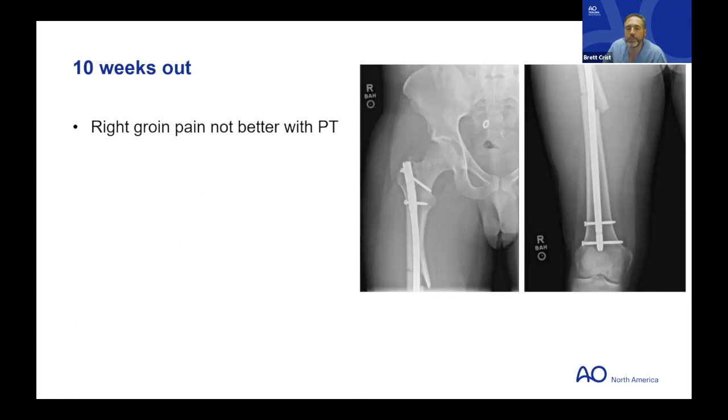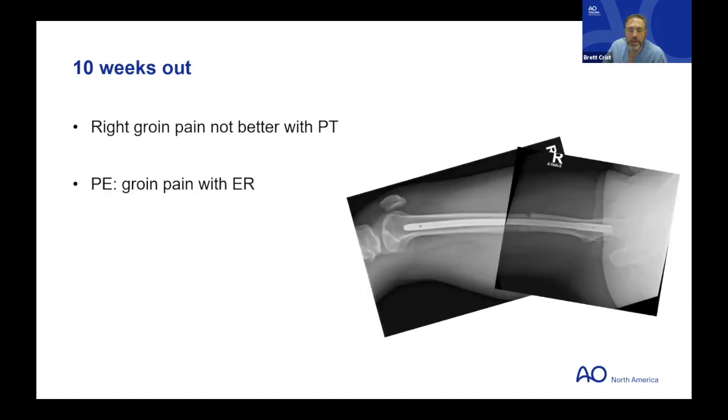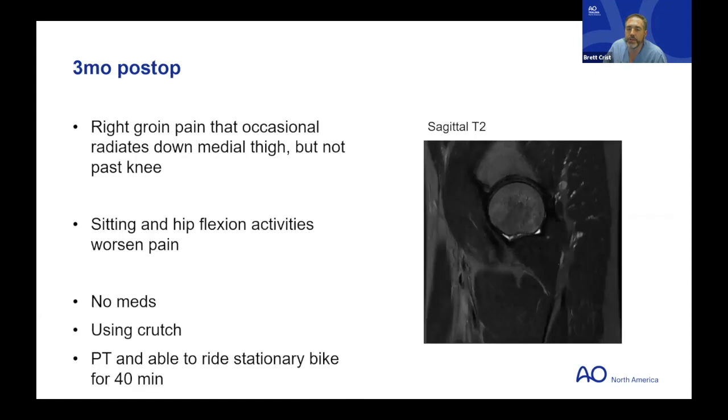So 10 weeks out, he comes back with right groin pain, not better with physical therapy. He's starting to get some callus to form at his fracture site, at least laterally. No change in his hardware or anything. He has groin pain with external rotation, and he gets an MRI and is referred to me. Still using assistive devices, very aware of pain at his fracture site and in his groin. It radiates to his medial thigh, but not past his knee. Worse with sitting and hip flexion activities. No regular medications, using a crutch. And he was able to ride a stationary bike for 40 minutes though.